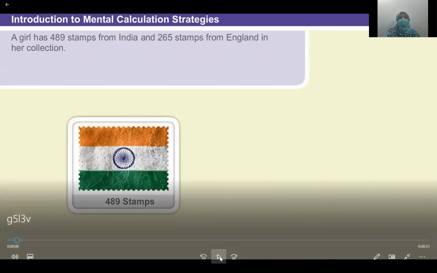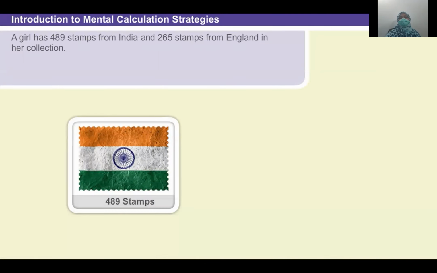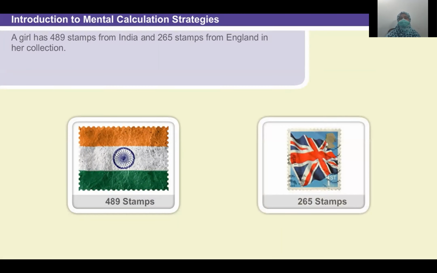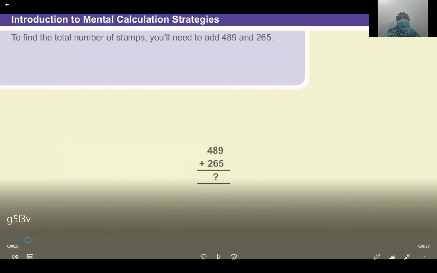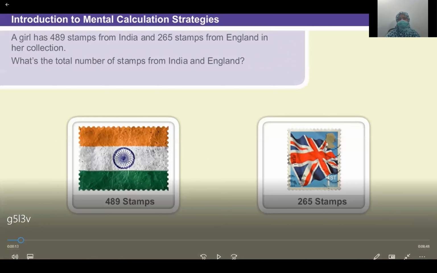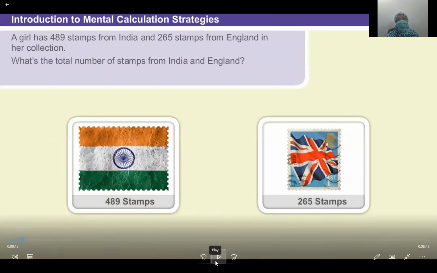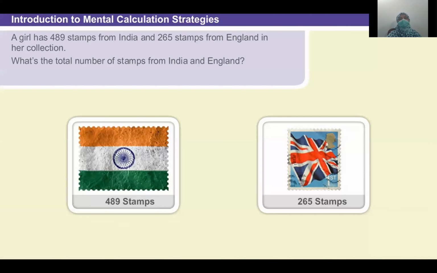I have a question here. A girl has 489 stamps from India and 265 stamps from England in her collection. So, what is the total number of stamps from India and England? So, the question is to find the total number of stamps from India and England. So how do we find the total number of stamps? You will be adding the number of stamps from both the countries. Okay. So here we are going to add these two numbers by mental calculation strategies.